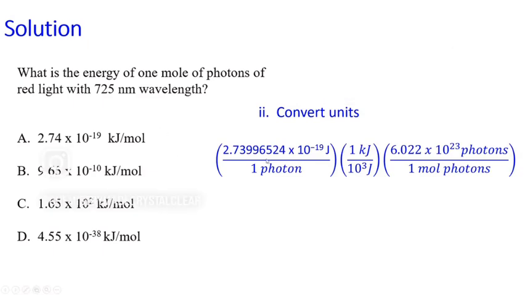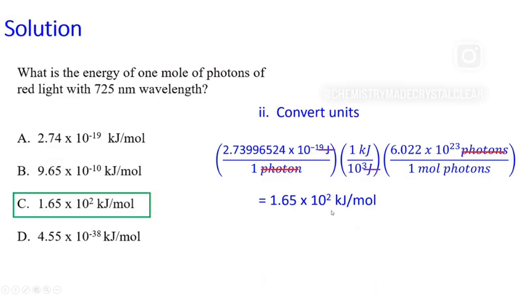Here is my unrounded energy in joules per 1 photon. I'm going to multiply by 1 kilojoule of energy, which contains 1,000 joules of energy. And because I want to know 1 mole of photons, I'm going to multiply by 6.022 times 10 to the 23rd photons per 1 mole of photons. This then cancels out my joules as well as my photons, giving me the units that are in all the choices of this question, the kilojoule energy quantity of 1 mole of photons. That value turns out to be 1.65 times 10 to the 2 kilojoule per mole. Now I have the correct number of significant figures because this is my final answer, and this matches choice C.